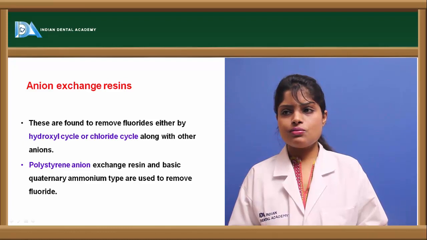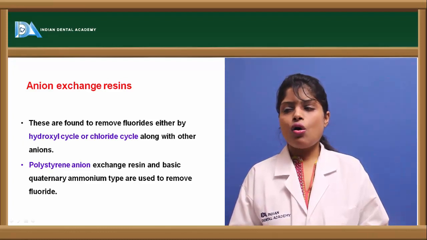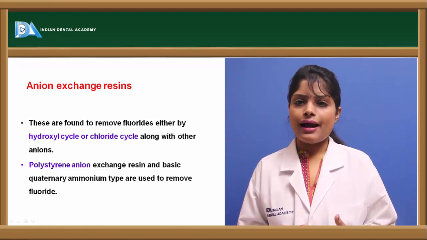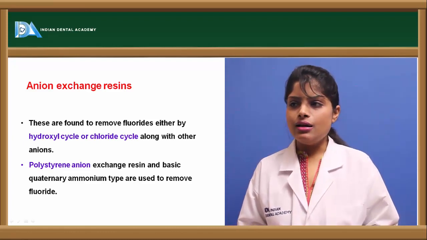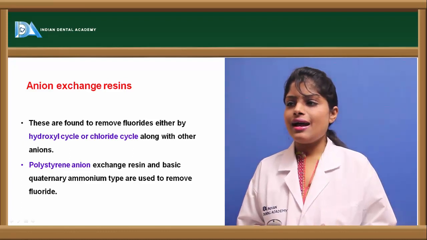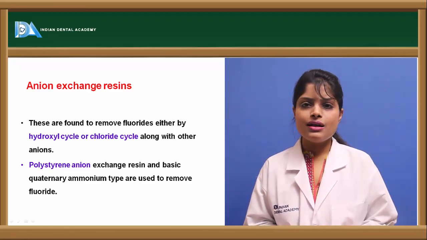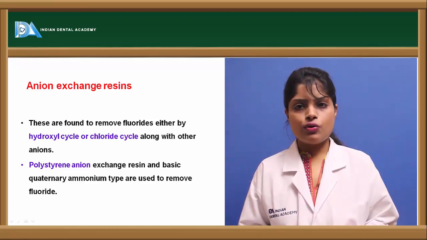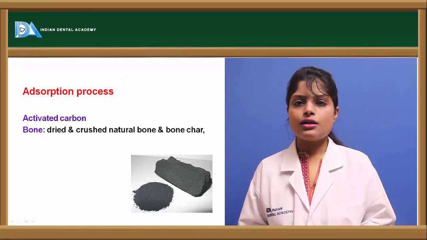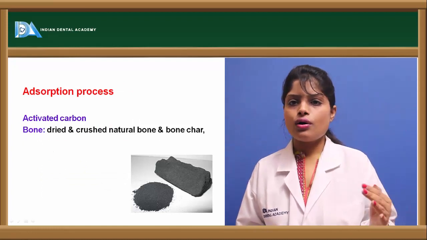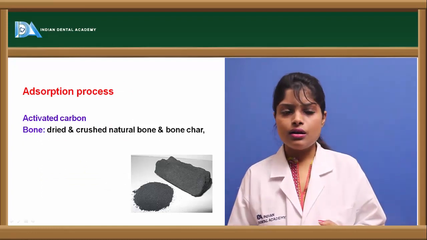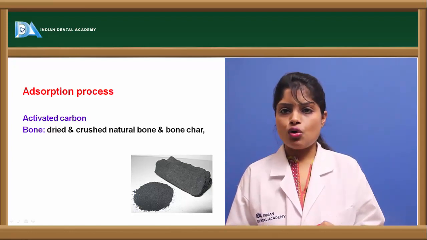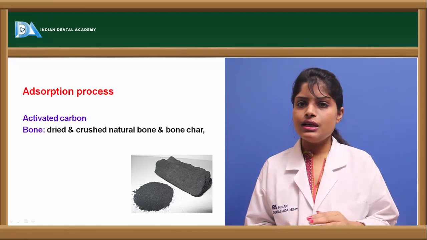Next, coming to the ion exchange method. In the ion exchange method, hydroxyl cycle or chlorine cycle is used and the ions are exchanged. Basically, a polystyrene ion exchange resin, which is a basic quaternary ammonium compound, is added to remove the fluoride. Next is the adsorption process, that is, on the surface of a particular material, due to its porosity, the fluoride element is adsorbed, but it is basically on the surface.